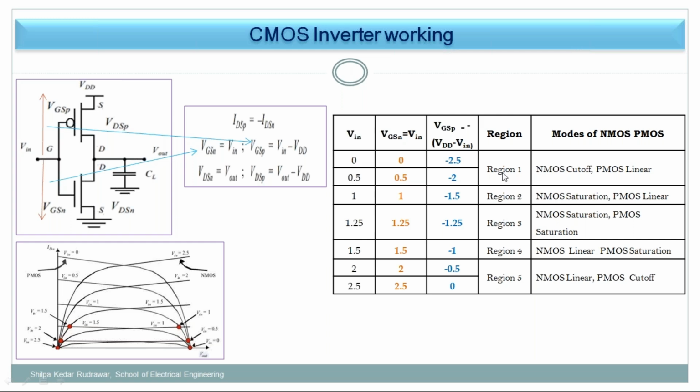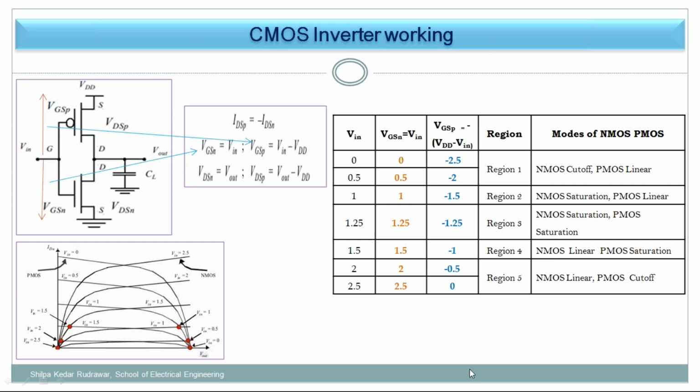Now I need to see how in this region, my NMOS is in cutoff and PMOS is in linear. This is very important, how I have written. So now, before going to this, how I have written this, I just want to tell you the model of this.